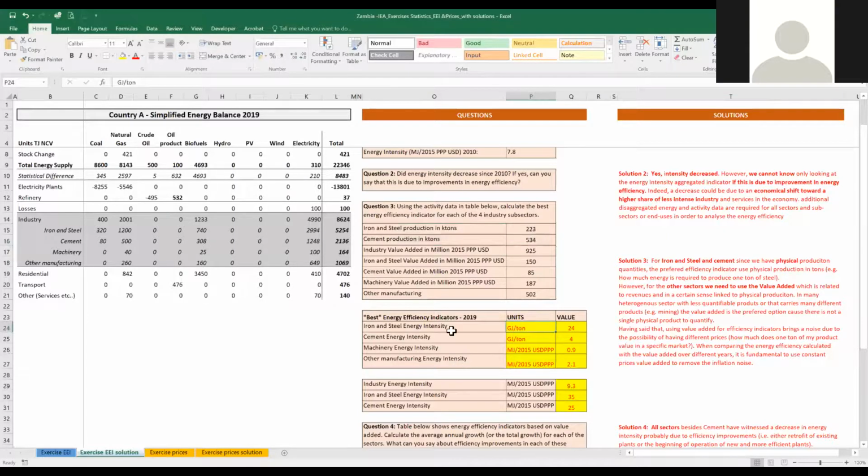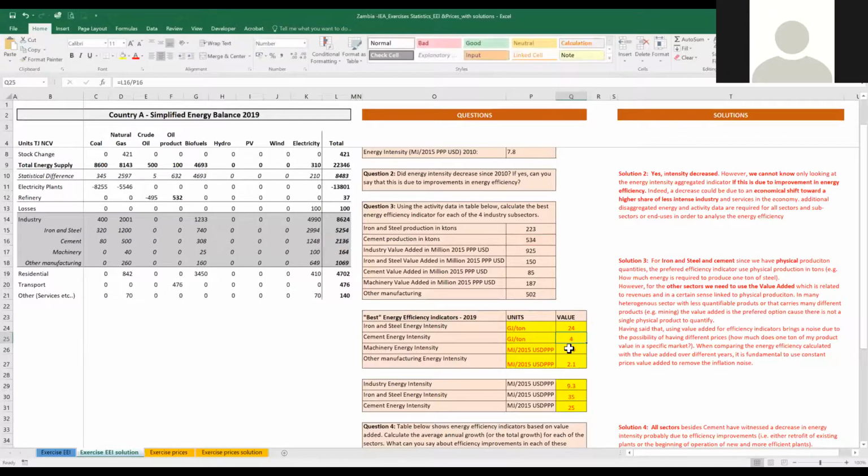So here it will be gigajoule per ton. For iron and steel, you have the total consumption and you would divide it by your production. So that would be the preferred indicator. For cement as well, you have cement production, and the preferred indicator would be cement consumption divided by cement production.